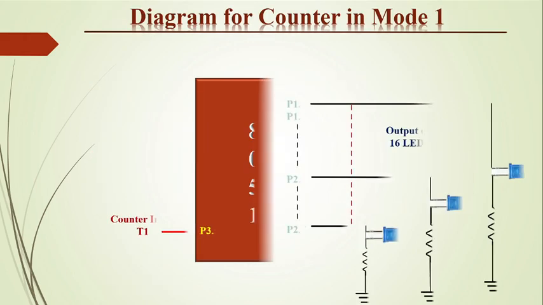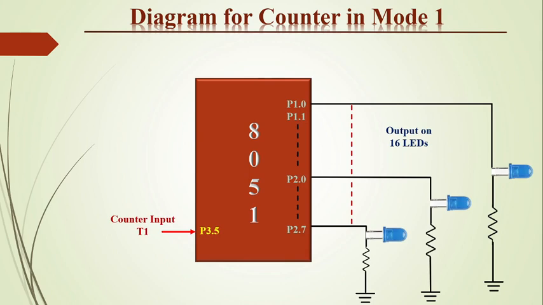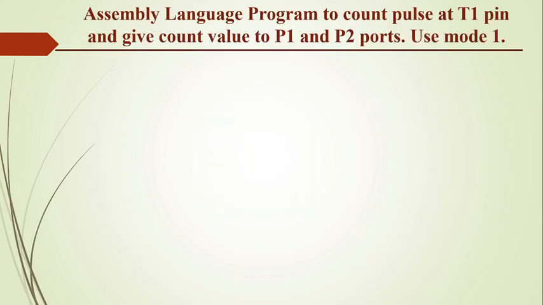So here a diagram is given. In mode 1, to count the 16-bit count, here 16 LEDs are connected to port 1 and port 2. That means 8 LEDs are connected to port 1 from P1.0 to P1.7, and another 8 LEDs are connected to port 2 from P2.0 to P2.7.